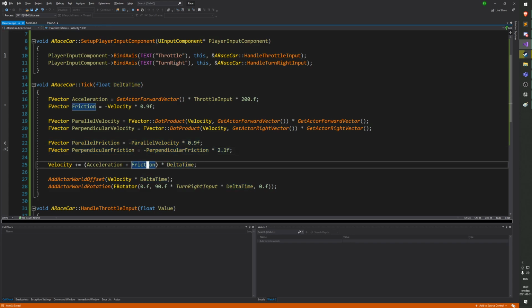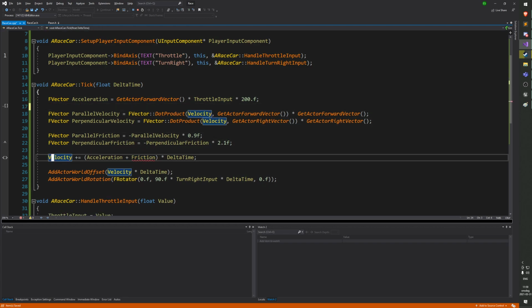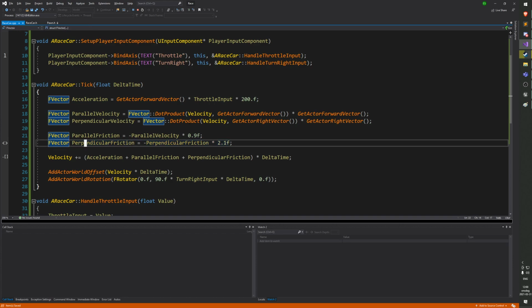So instead of having one friction that we add here in the velocity, I'll just remove this for now, so we don't have the regular friction anymore. I will just add these two together. So I'll just add the parallel friction, and plus the perpendicular friction. There we go. So now we're applying... I think, on where you set perpendicular friction, you accidentally wrote perpendicular friction instead of perpendicular velocity. Oh, thank you. That would have messed me up so hard. There we go. Thank you.